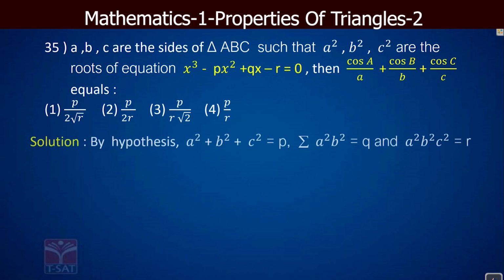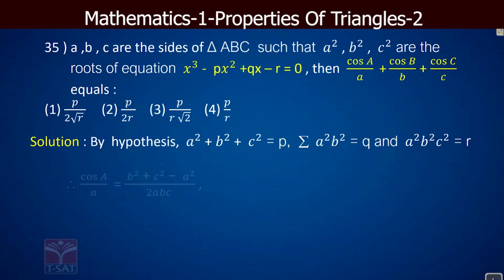So, now by hypothesis, because p, q, r are the roots of the given equation, we have a² + b² + c² equal to p, and Σa²b² equal to q, and lastly the product of the roots a²b²c² is equal to r.